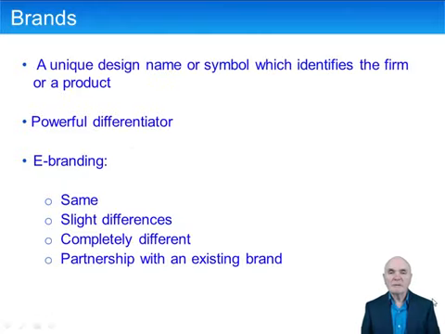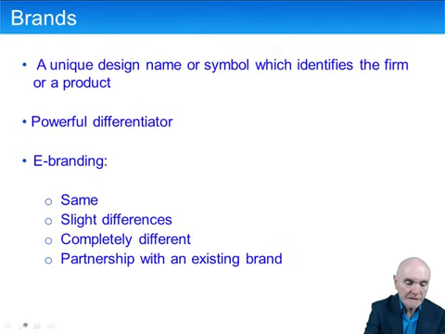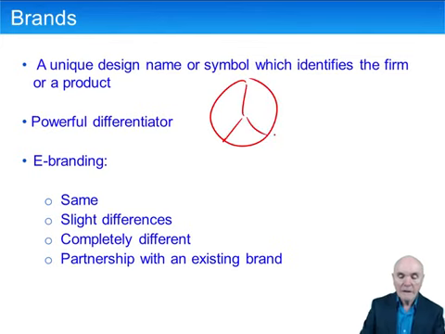Continuing on this chapter, we begin to look at brands. A brand is a unique name, title or symbol which identifies a firm or a product. With many brands, we can look at a symbol and know immediately what it is. So, for example, we know what a shape like this is probably going to indicate: something like Mercedes.